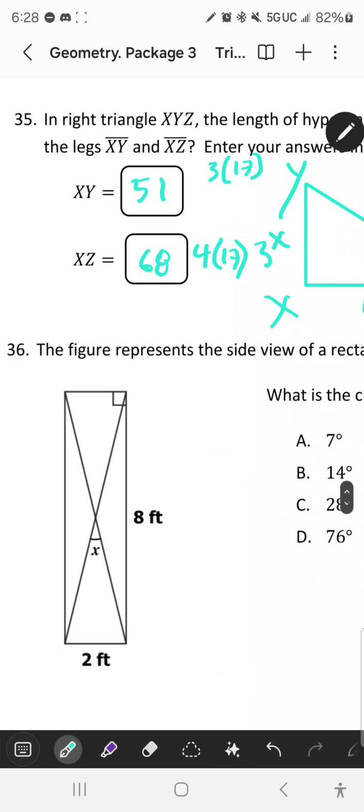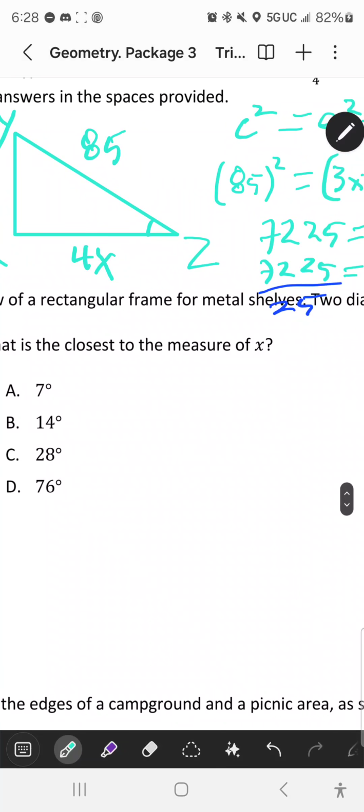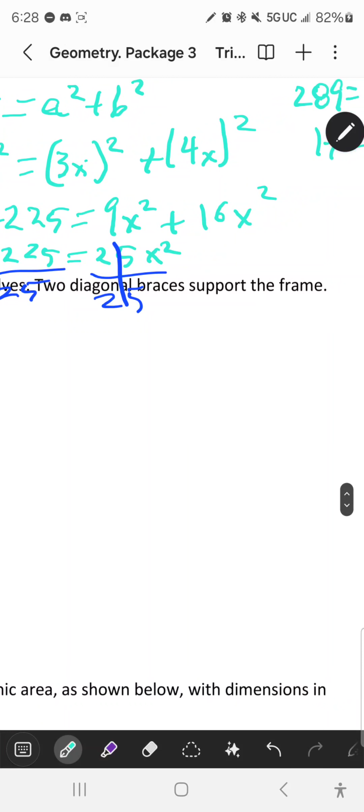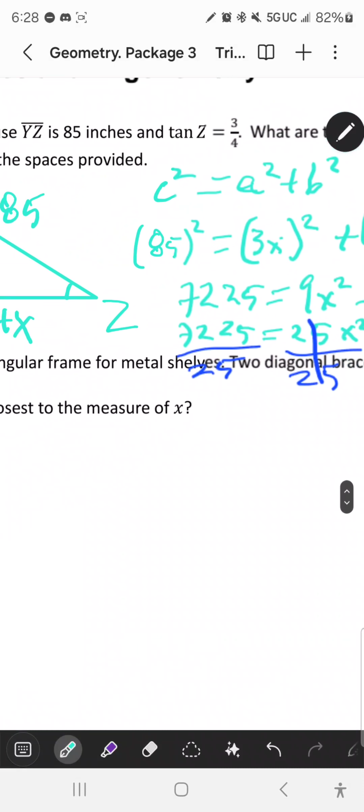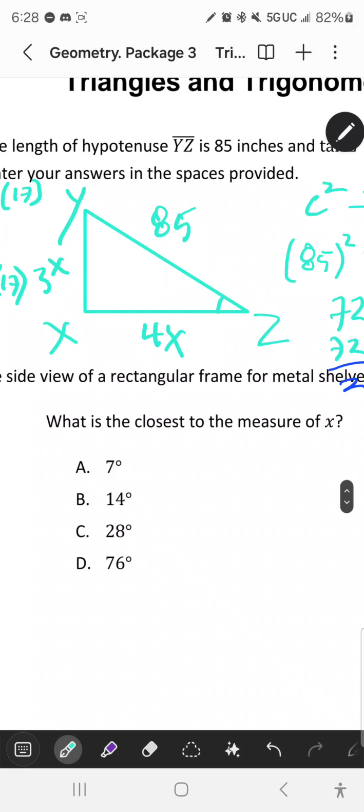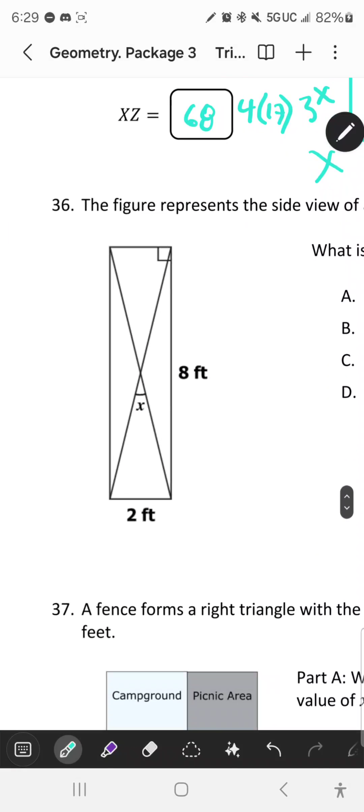Now let's keep going. The figure represents the side view of a rectangular frame of a metal shelf. Two diagonal braces support the frame. What is the closest to the measure of x? Okay, now what we have here.